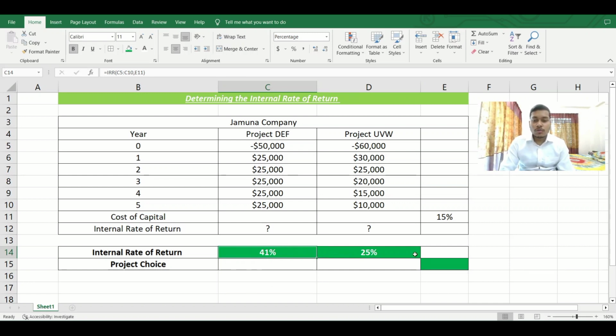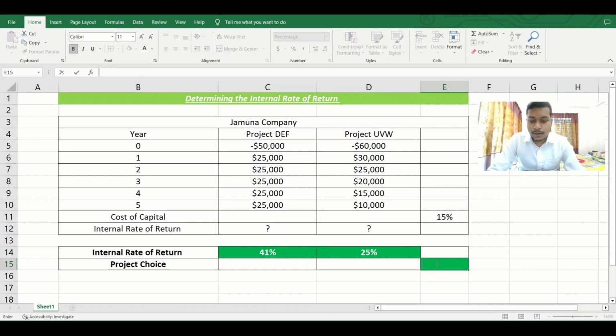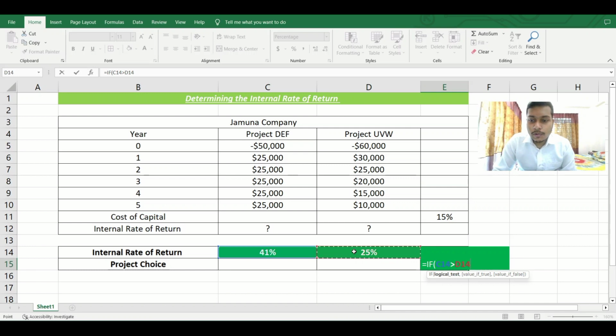Now I will show you the functional way. At first we have to put equal sign, then type IF, then double click on it to see the function. So if internal rate of return of project DEF is greater than the internal rate of return of project UVW, then we have to put a comma, then we have to select project DEF, again comma, then we have to select project UVW, then close the bracket and press the enter key.